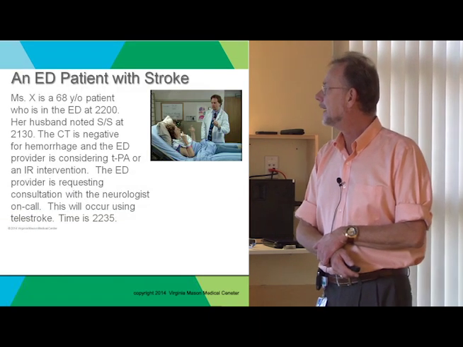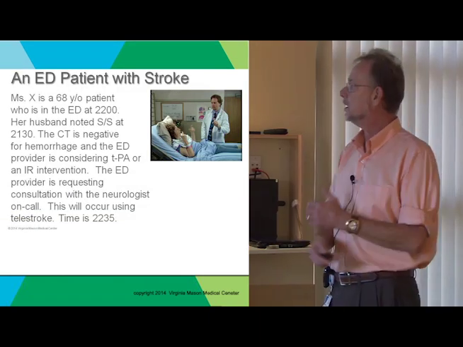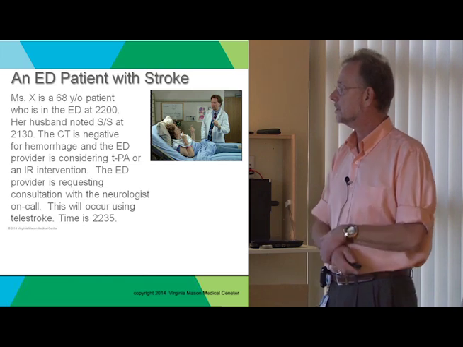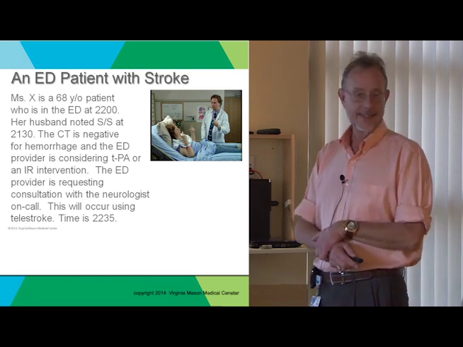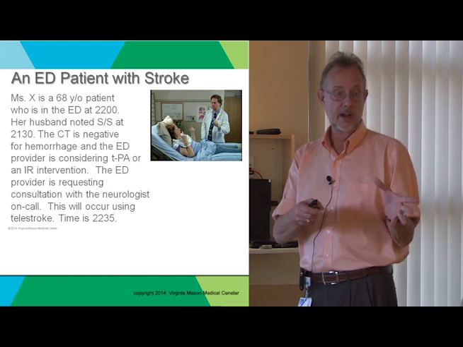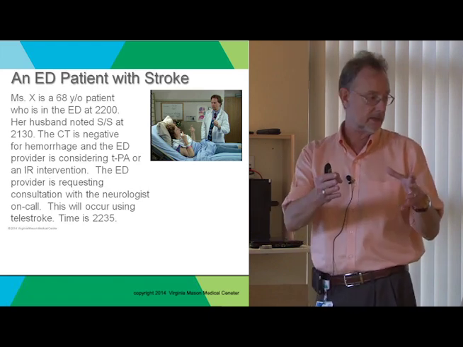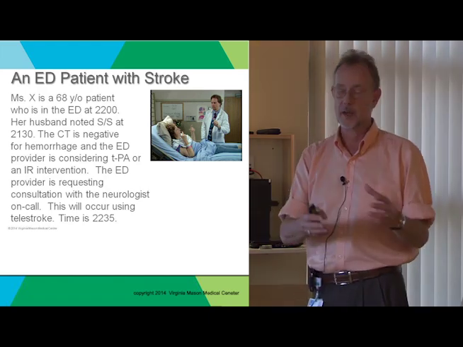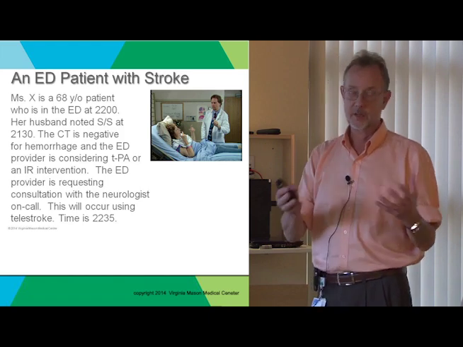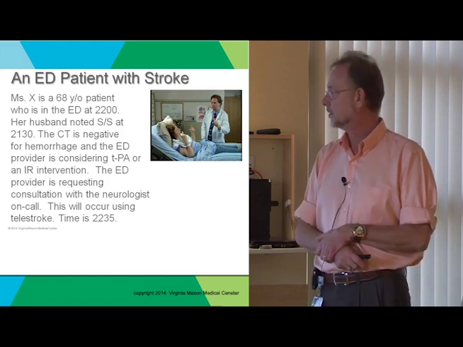So, ED patient with stroke. A 16-year-old patient is in the ED at 2200, with remote signs and symptoms at 2130. CT is negative for hemorrhage. Now, like here, I think that you have a lot of your EMS go right into the CT. We try to do the same thing if the CT is available in the ED, and try to get that done.